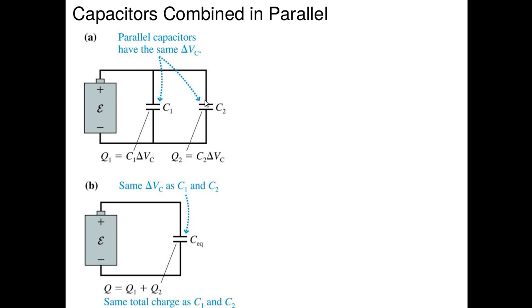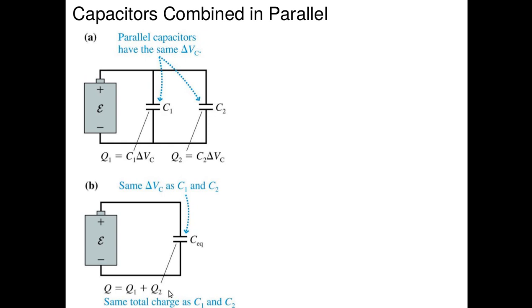And so the voltage across these two capacitors is the same as the voltage across the battery, right? So if this was a 9-volt battery, the voltage across C1 would be 9 volts, and the voltage across C2 would be 9 volts. So they would have the same voltage. And so what we can do is redraw this circuit as one capacitor with an equivalent capacitance of two capacitors in parallel.